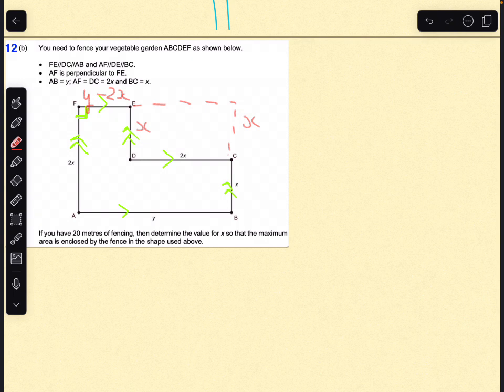So the perimeter of our vegetable garden will be given by 2x plus x plus y minus 2x plus 2x plus y plus another x. And that has to add up to 20. Okay. So this y is really just going to be among us. It's giving me heebie-jeebies. Very severe heebie-jeebies. Okay, I'm just going to go along with it because for now I don't see a way to avoid it.